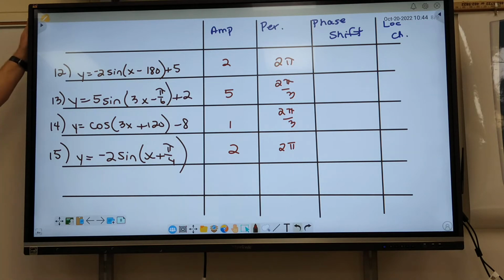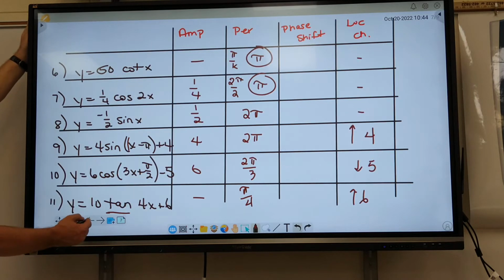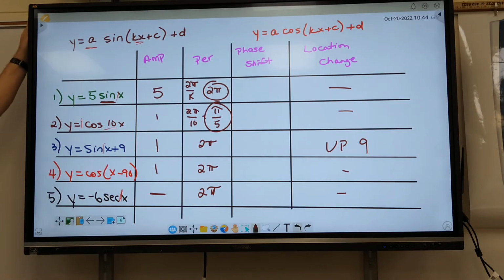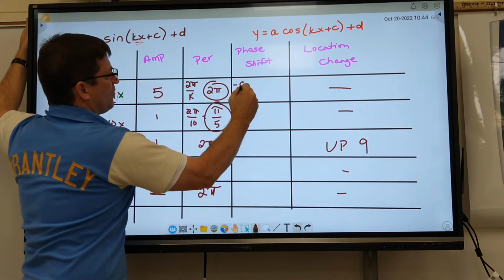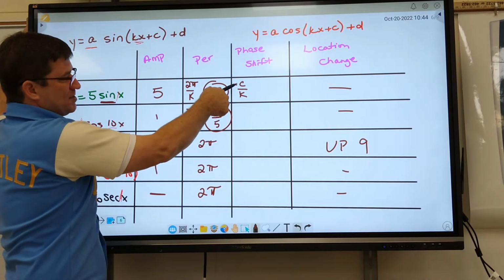Phase shift isn't bad. I think the hardest one's period. I think phase shift's pretty easy. All right, so phase shift. What does your formula sheet say the formula is for phase shift? Negative C over K. All right, so we got to figure out what is C and what is K.